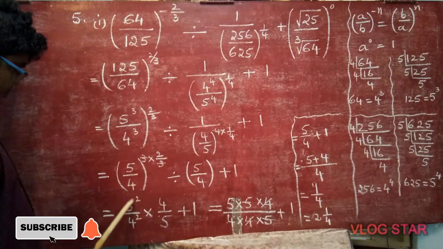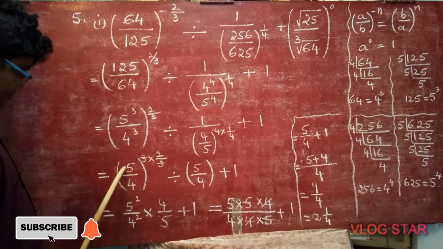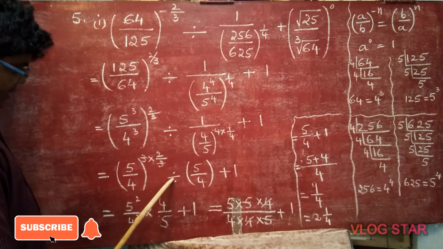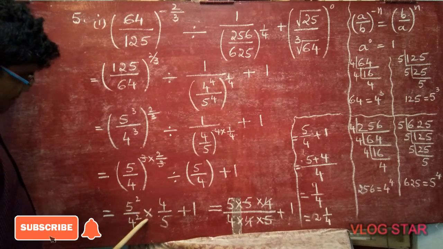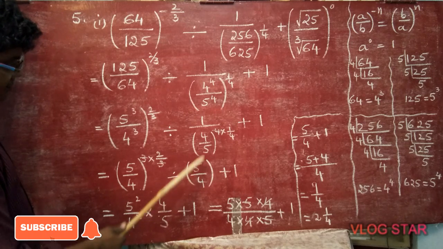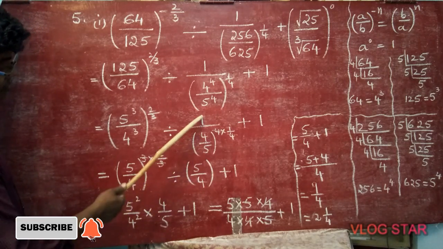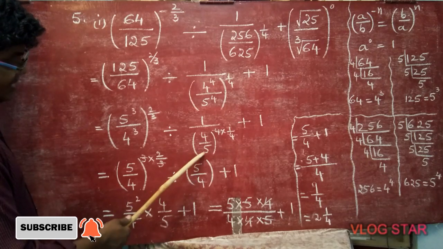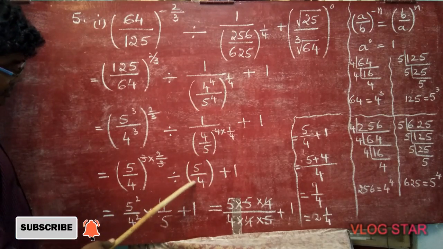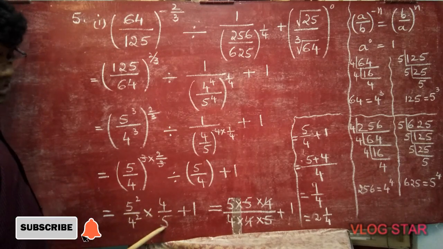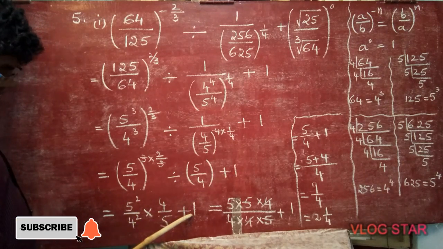1 2 is 2. So 5 square by 4 square. 5 by 4 whole square means 5 square by 4 square. Division I am changing into multiplication, again reciprocal. Here the fraction is there in the denominator, so the fraction comes to the numerator as a reciprocal. Whenever a fraction is there in the denominator, it becomes reciprocal. Again one more time, here division changing into multiplication, again reciprocal. This one as it is.